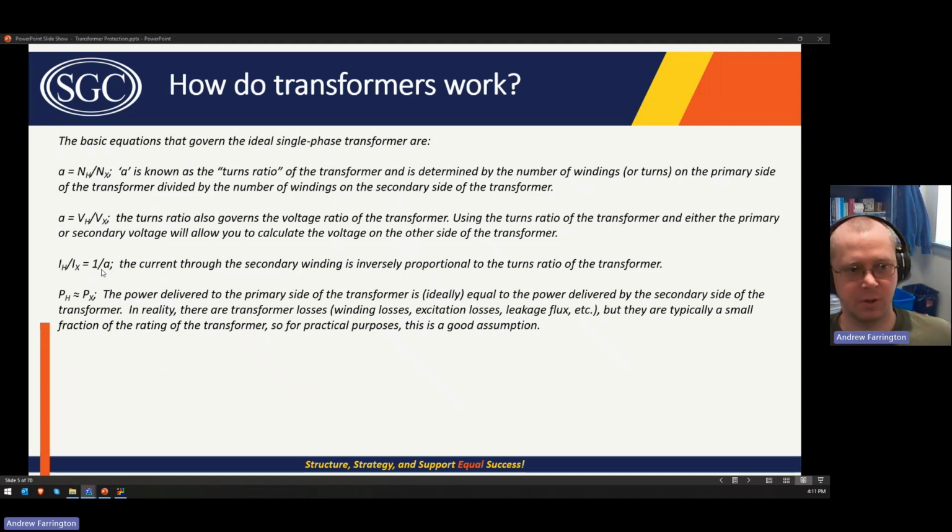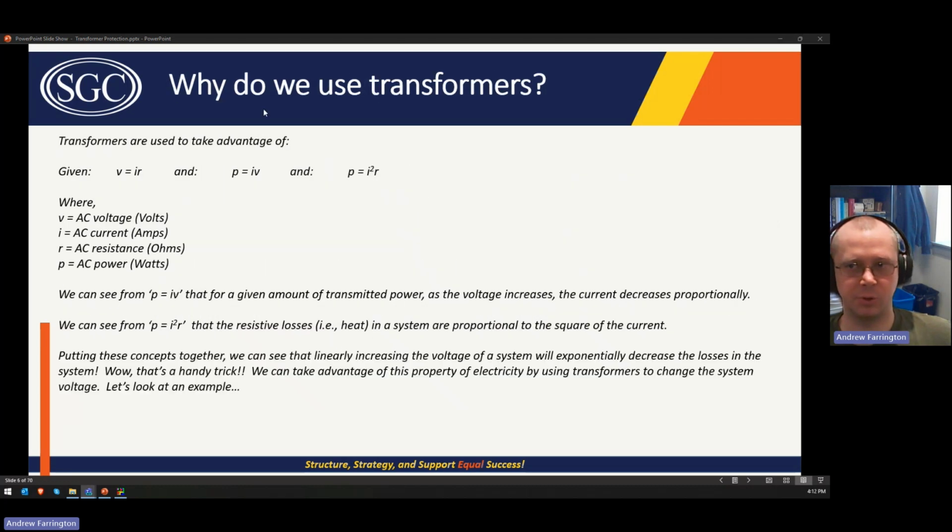because the voltage times the current is equal to the power transmitted through the transformer. And because of this last property, the power into one side of the transformer is basically equal to the power out of the other side of the transformer. If you have a higher voltage on one side, you have a lower current, and the inverse on the other side. And given these basic properties of the transformer, we're going to get into why do we use them.